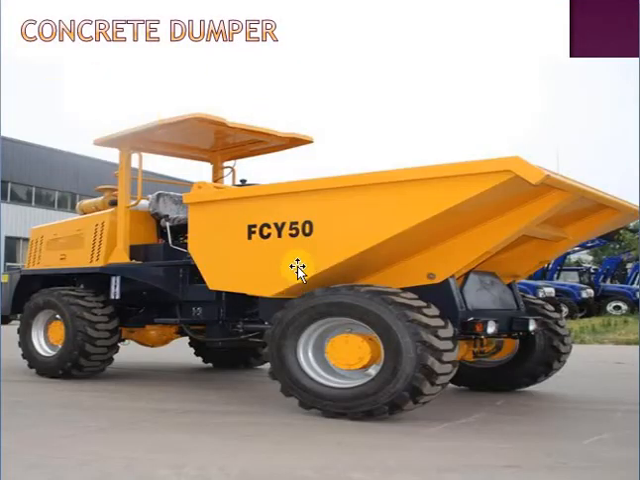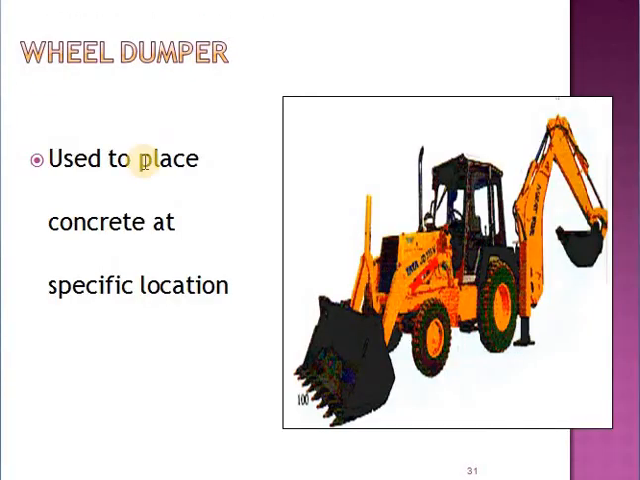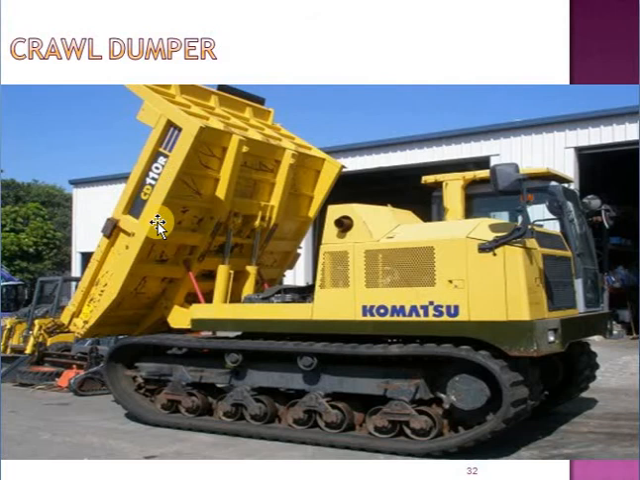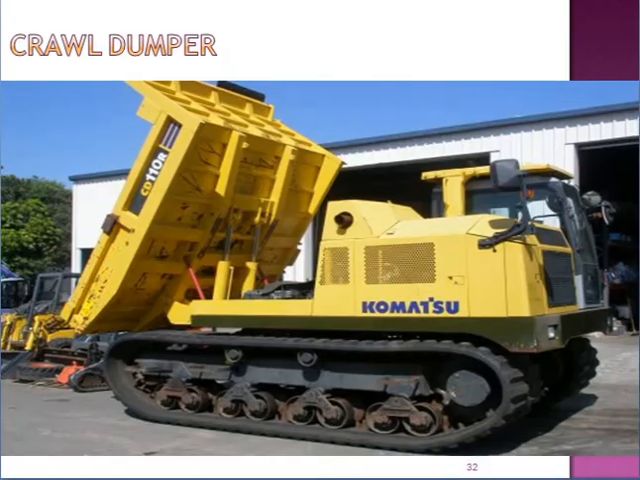And this is a concrete dumper. In this, concrete is taken from one place to another inside the premises very fast and quickly. And this is the wheel dumper, used to place concrete at a specific location. In this dumper the concrete can be carried, or soil and materials can be leveled. This bucket is also useful. So this is a crawler dumper, in which concrete will also be filled. This crawler dumper is also used on sites.